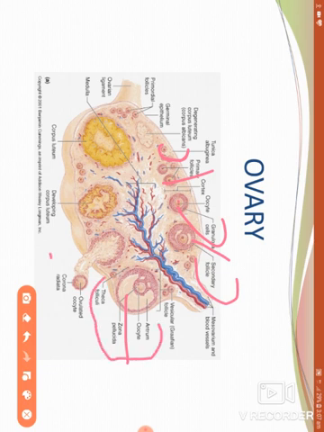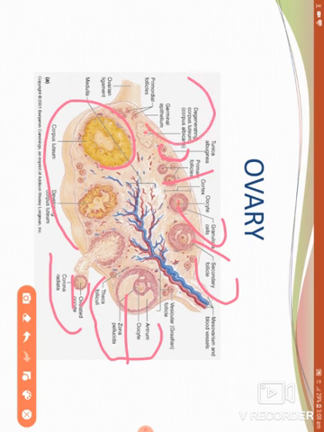Then the follicle ruptures, releasing the ovum into the pelvic cavity. Then it changes to a corpus luteum, which appears yellow in color. It secretes mainly progesterone, and also estrogen. Then it degenerates and forms the corpus albicans. See, this is the corpus albicans.